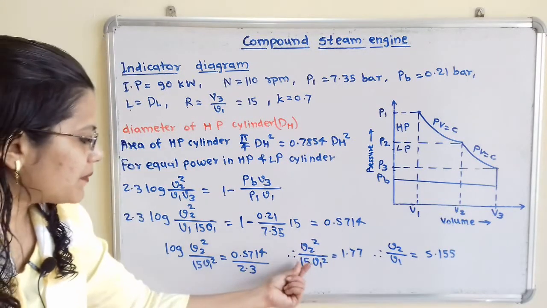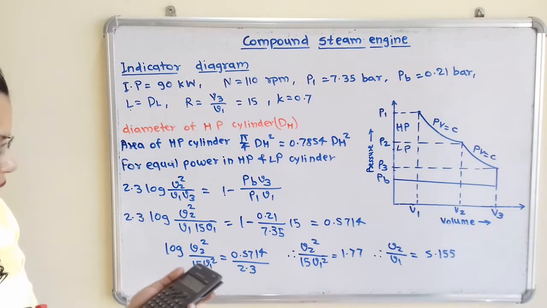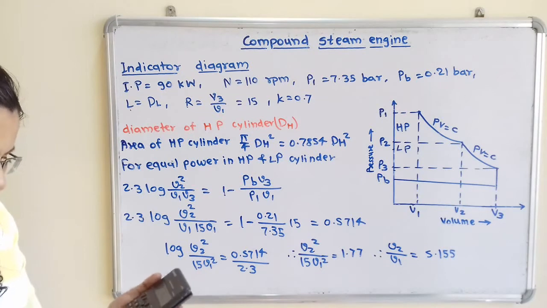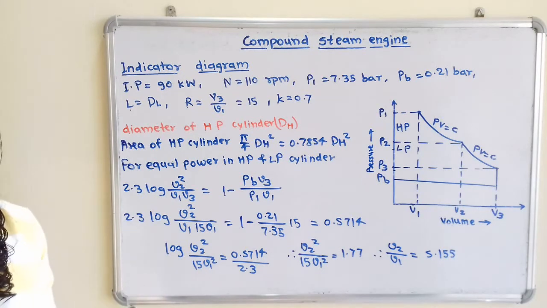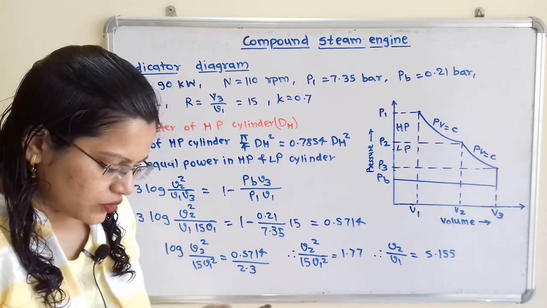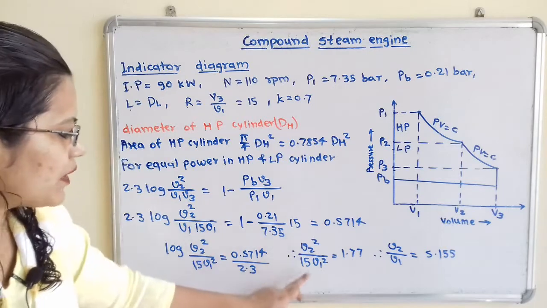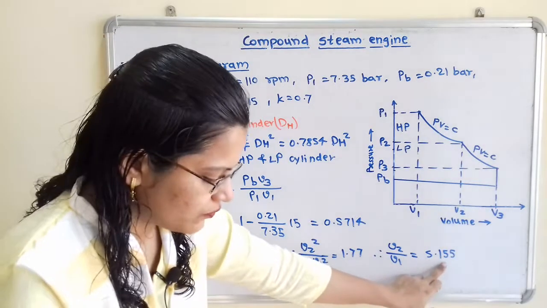Now 15 I will shift to the right hand side. So 1.77 multiplied by 15, that is 26.57. Now I will take square root on both the sides. So if we take square root on both the sides, then we will get V2 by V1 is equal to 5.155.